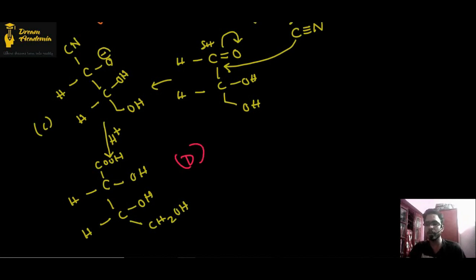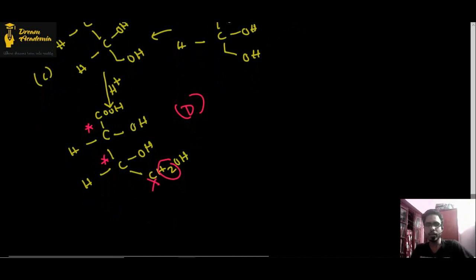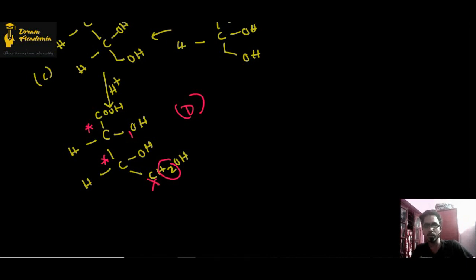Now we are asked to write about the configuration of this compound. So first of all, we will identify how many chiral centers are here. So this one is a chiral center. This one is a chiral center, but this is not a chiral center because we have two hydrogens attached to it. Two same groups can't be a chiral center. Okay, so if I tell you about the configuration, it will start from here. Now what about this? This carbon has COOH, OH, CH2OH and H.